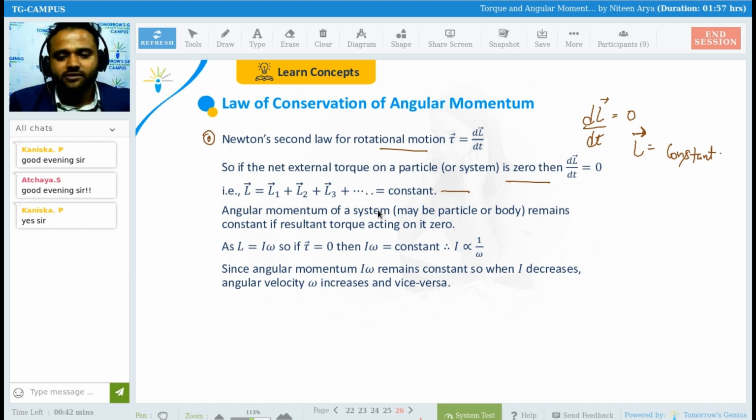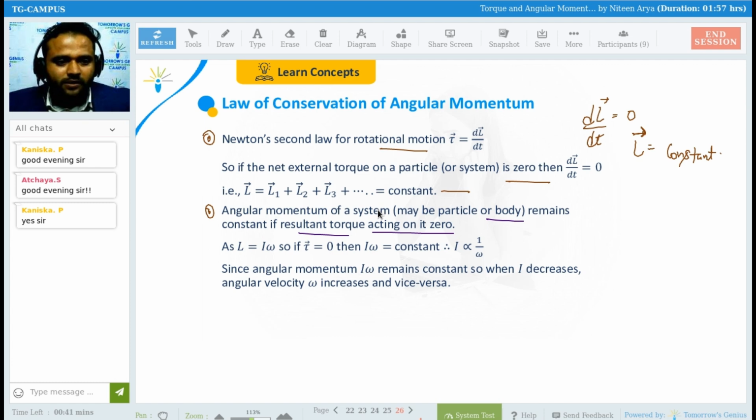So the angular momentum of a system, which may be a particle or a body, since a system can be a particle or the whole body, remains constant if the resultant torque acting on it is zero. Clear?